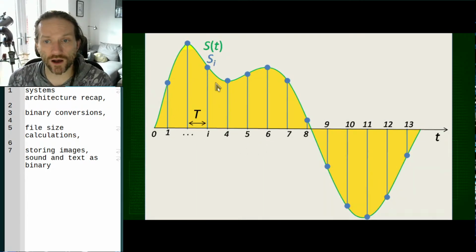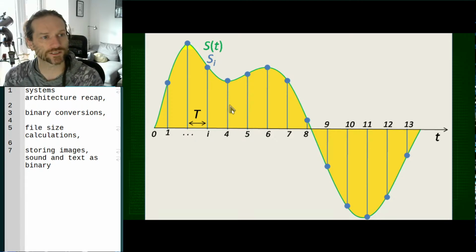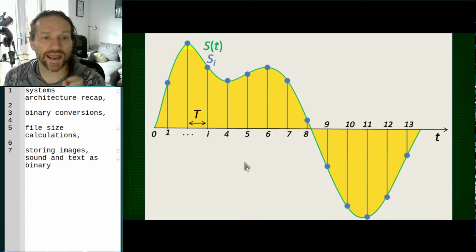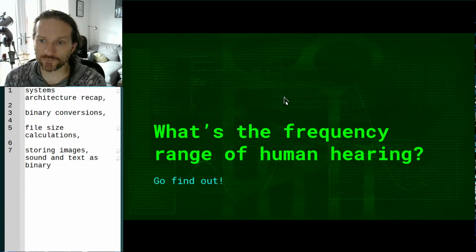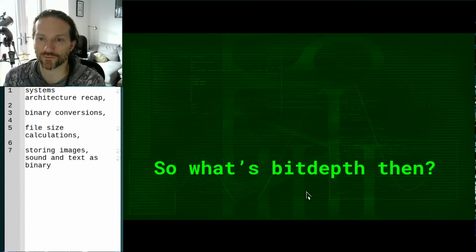Here's an example. We've got a sound wave here. You can see that each sample is taken at a regular time interval. The first sample records this height. The second sample records this height. The third sample records this height. The more samples you take in a given time, the higher the quality of the sound. Therefore, increasing the sampling frequency increases the quality of the sound. Okay, we don't need to know about that. Not going to talk about that.